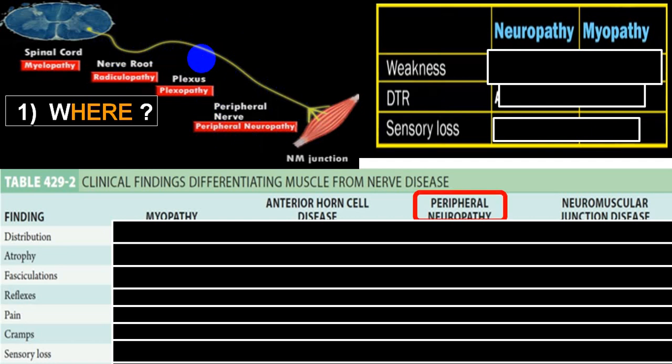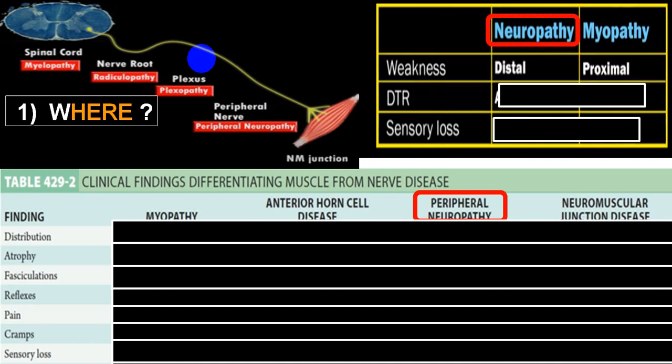So that we call peripheral neuropathy, or the word used is neuropathy. And in neuropathy, to differentiate from myopathy, weakness in peripheral neuropathy will be distal, or distal muscles will be more involved as compared to proximal. While in myopathy, the proximal is more involved as compared to distal.